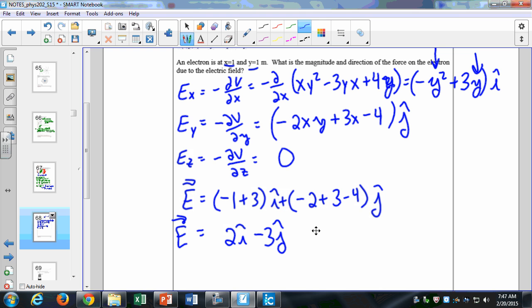You can see a problem similar to this. I'll just give you a function, and you have to find the electric field.